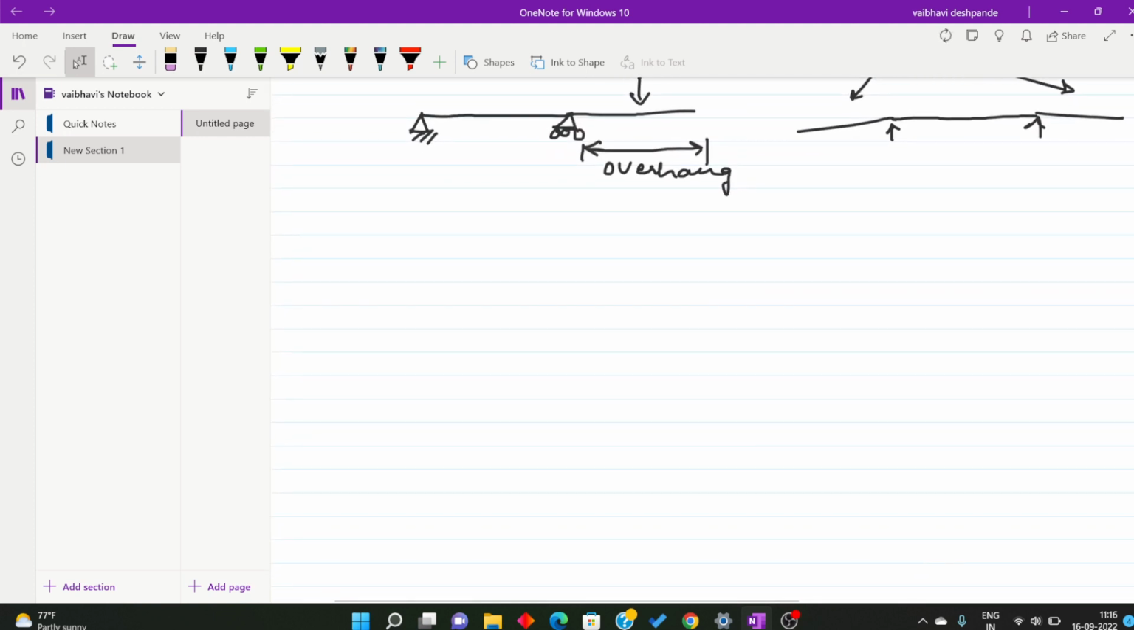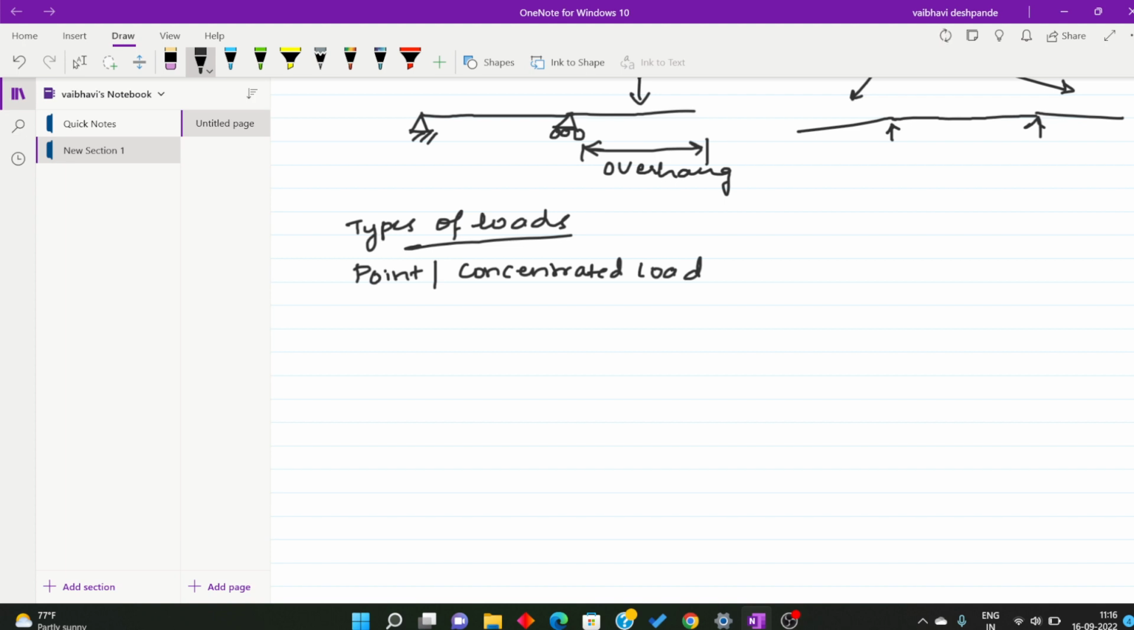Next, what they can ask is important, that is what are the various types of loads. Types of loads. Okay. So types of loads, first one is the point load or concentrated load. Okay. So a load which is concentrated at a point in a beam is called as the concentrated load. So it acts at only one point. These are all point loads or concentrated loads.